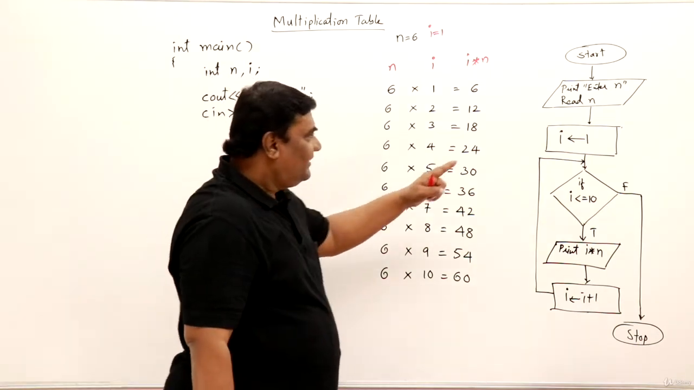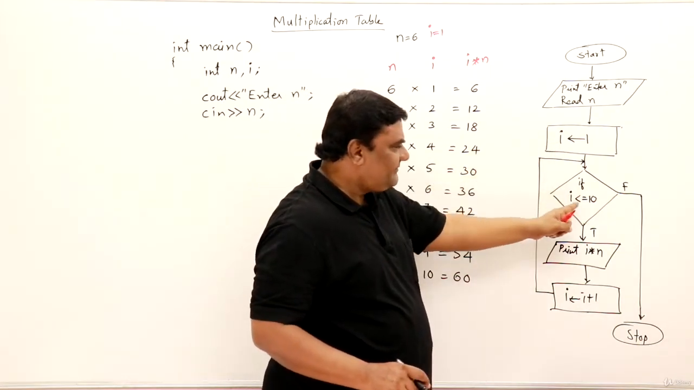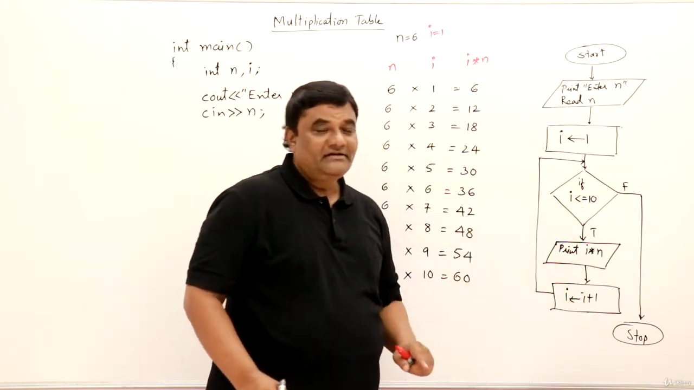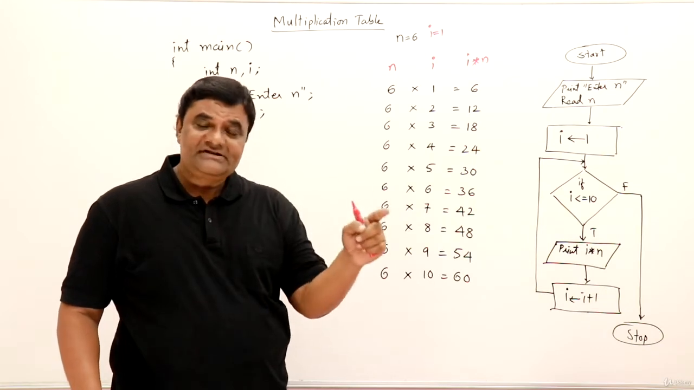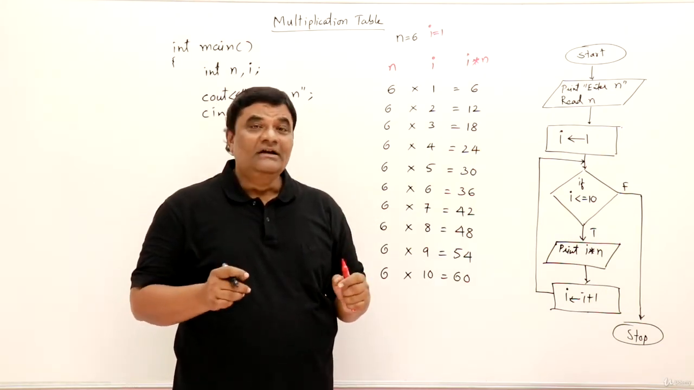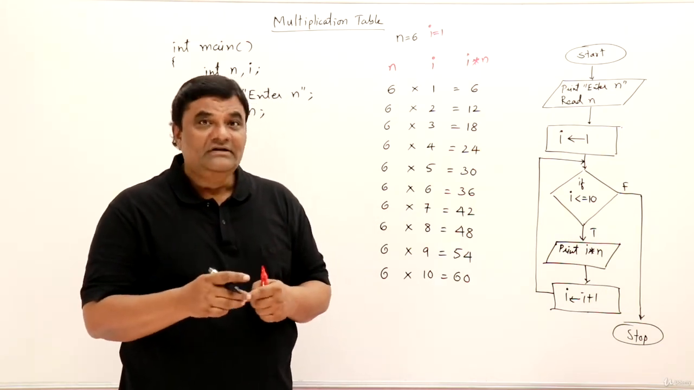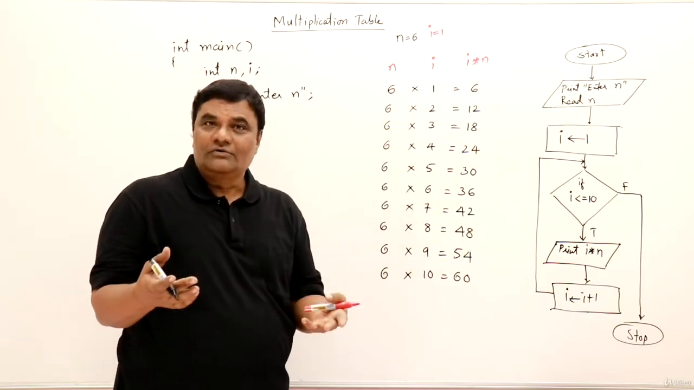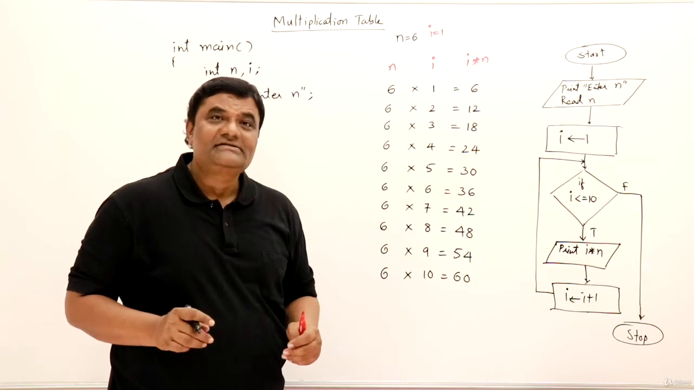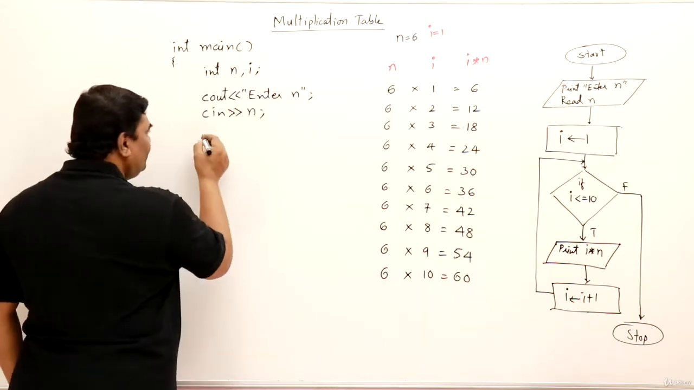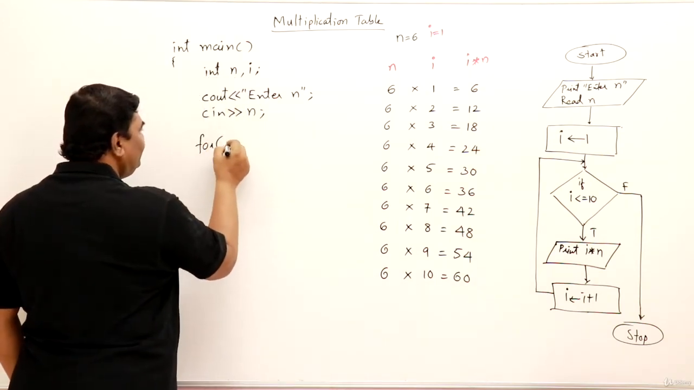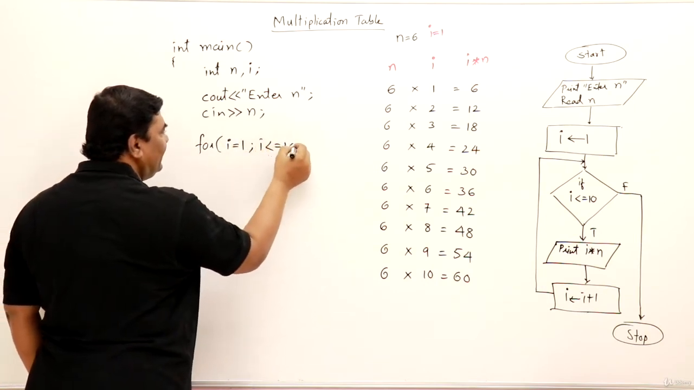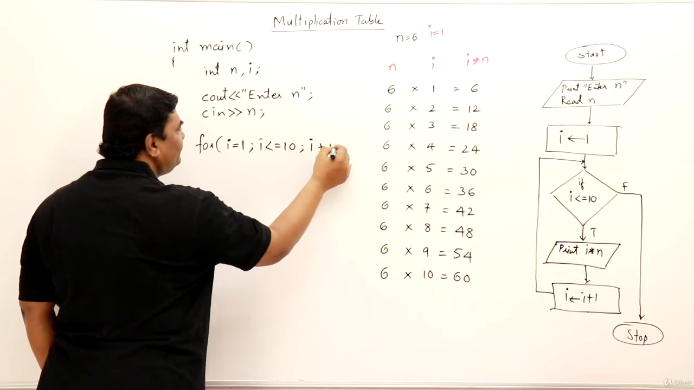Then I should start from 1, and every time the condition is checked, it should be less than or equal to 10. And also we have to increase i. So if you remember, in the previous video, I have shown you the for loop, which is used for counter control. Yes, here we are using a counter. So for counter control, the for loop is better. Yes, we can use a for loop. So let us write a for loop. For i starts from 1 onwards, i is less than or equal to 10 and i plus plus.